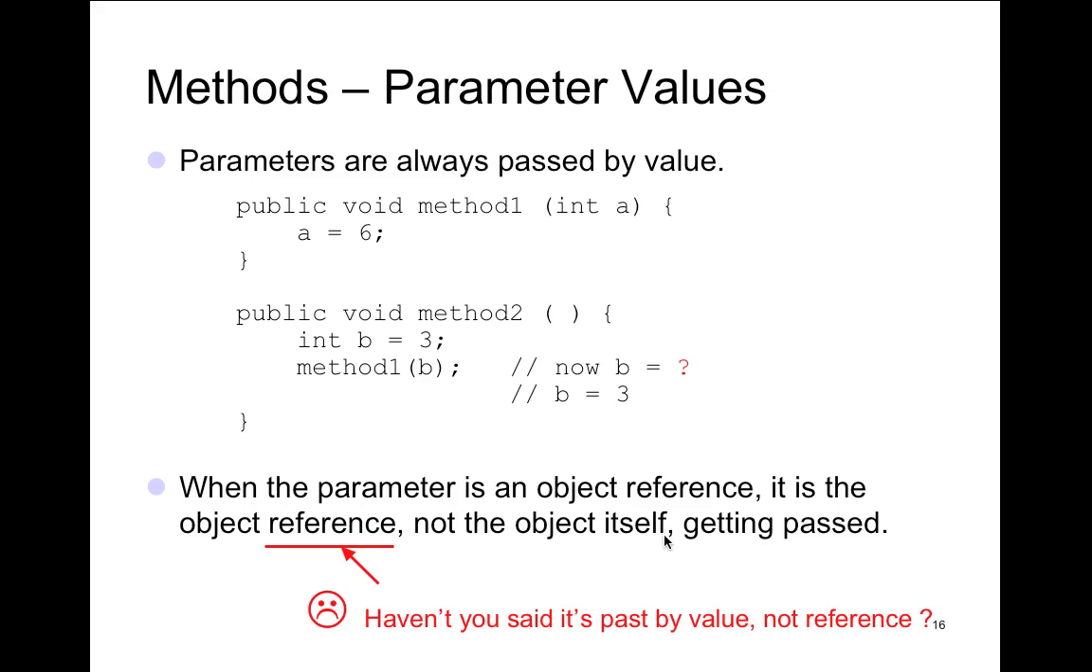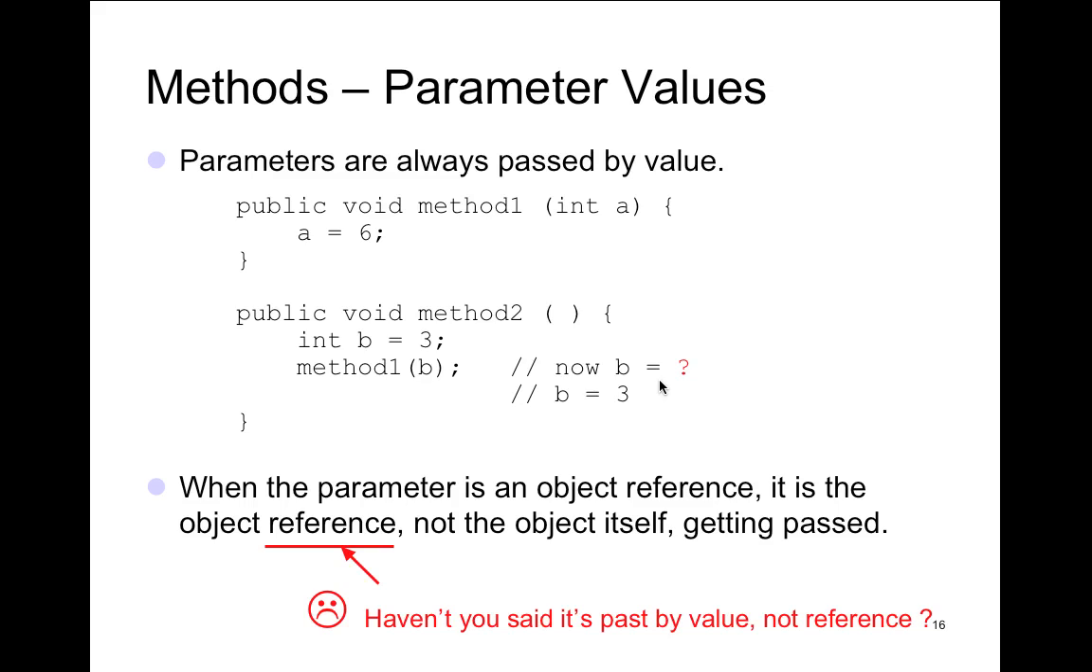Here we have an example of public void method1, integer a, where a is equal to 6. We're going to run method1 with b, and b is equal to 3. When a parameter is an object reference, it is the object reference, not the object itself, that is actually getting passed. I know we just said that everything was passed by value, not reference, but it's actually the reference to the object. We'll see that in an example coming up to make a little more sense.